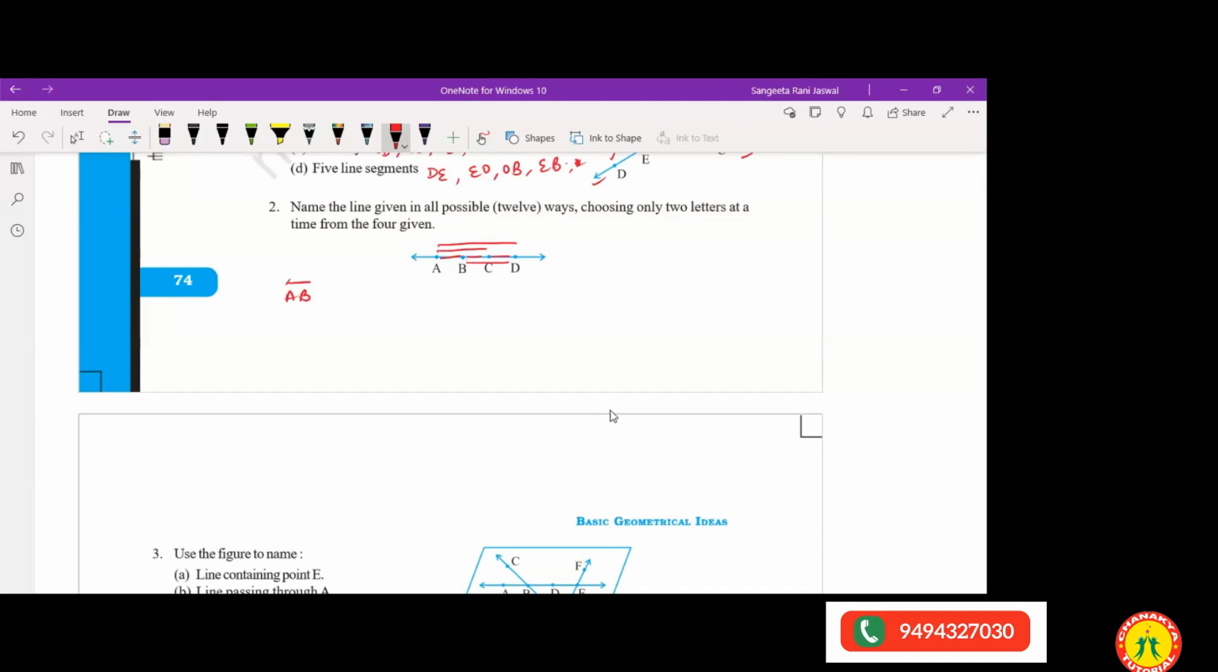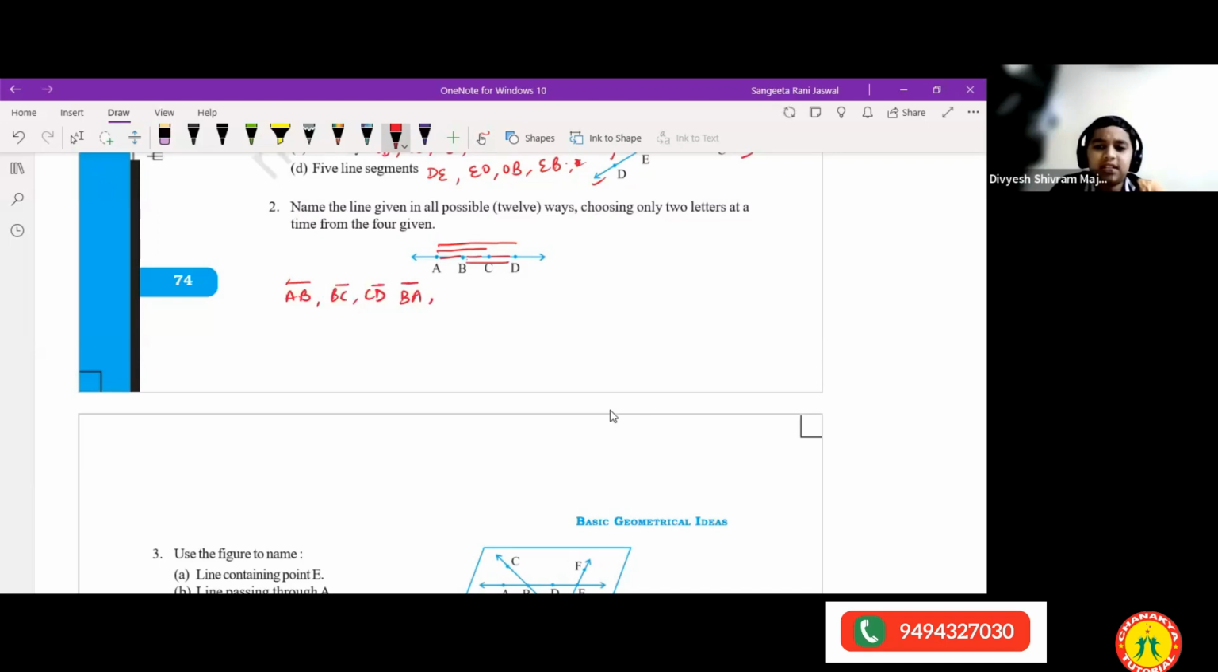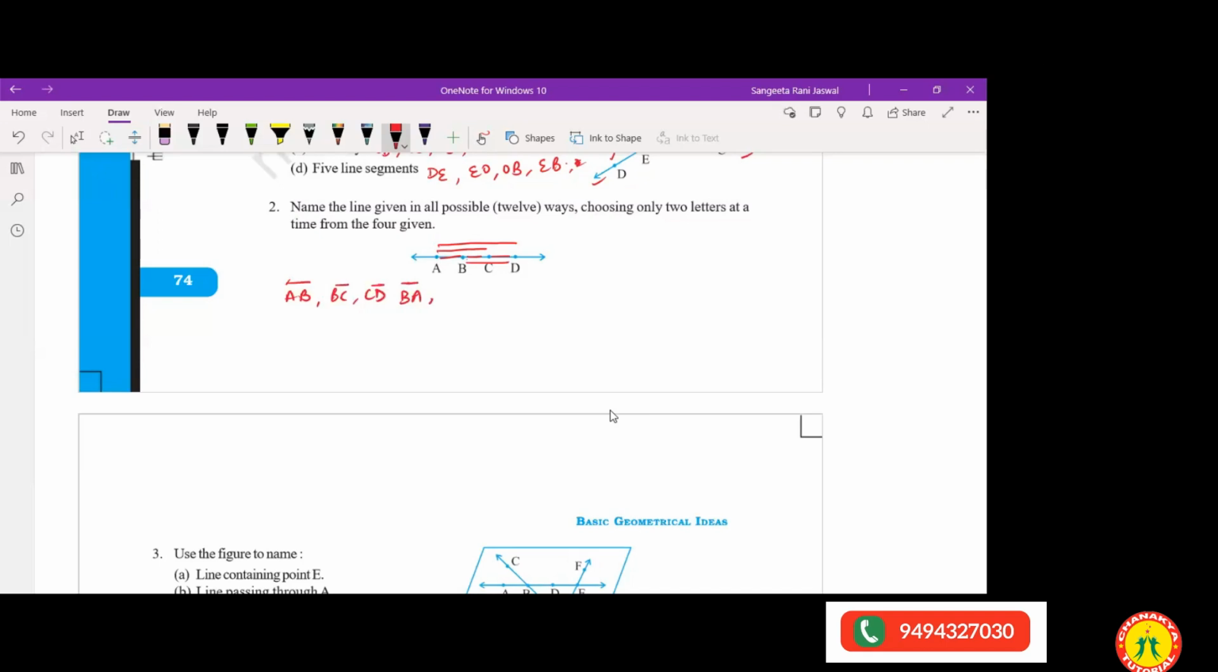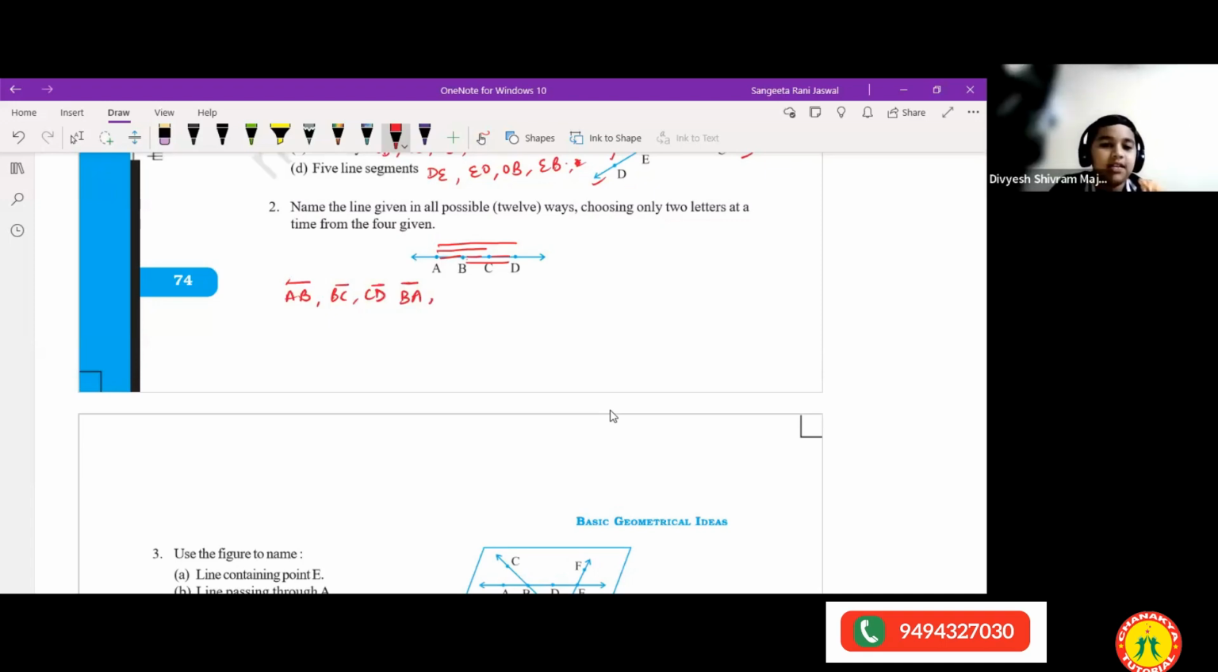So that is AB, then BC, then CD, then BA. Ma'am, the bar that you put for AB and BA are the same, right? Same, ma'am. AB and BA. In 12 possible ways we have to write. How will you make 12? Okay, ma'am.